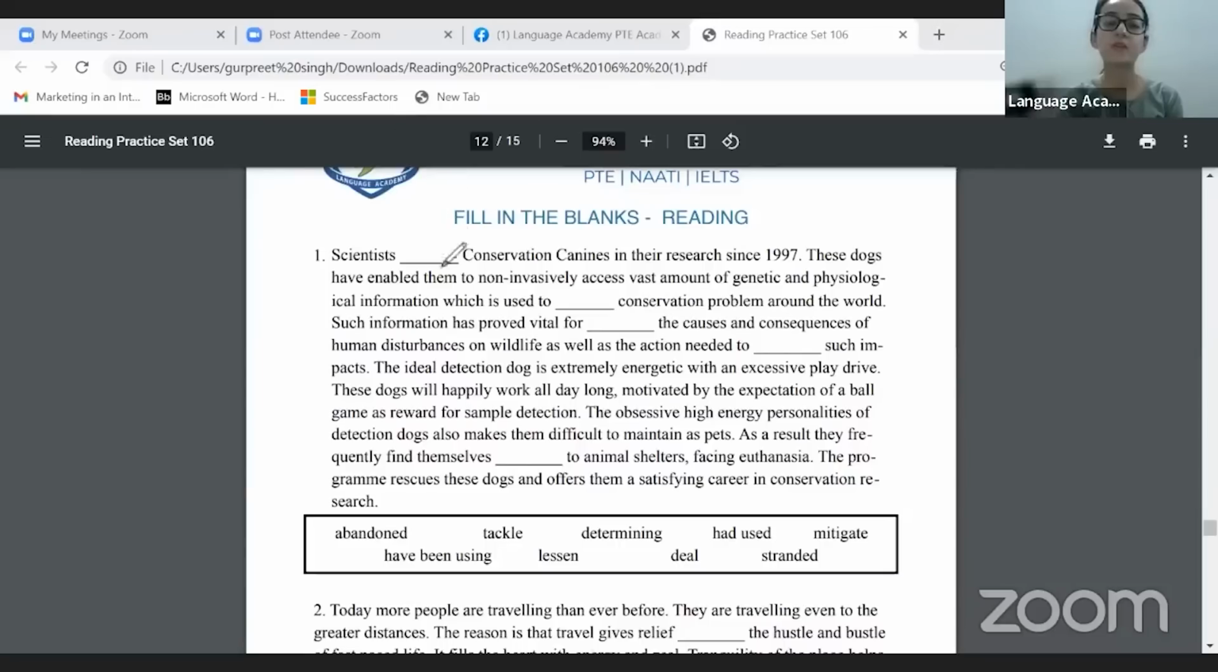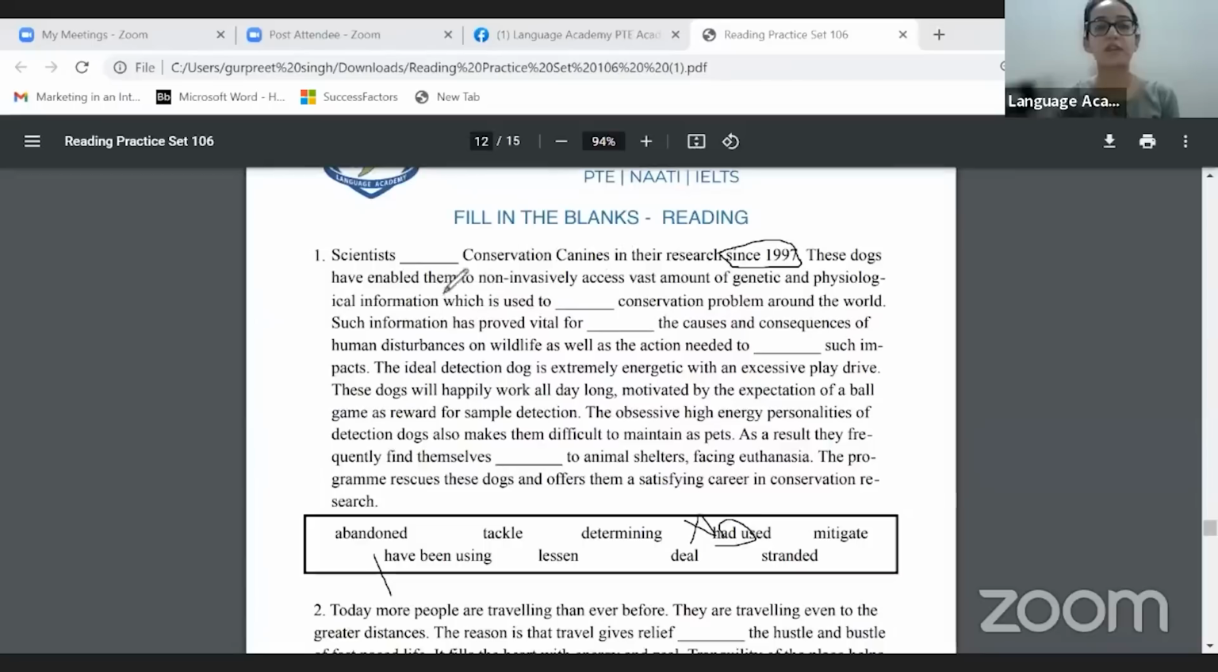Good. This is done well. Scientists have been using conservation canines in research since 1997. Write down this rule: since always comes with the present perfect tense, which means has or have. So those who have written had, please note this rule down. It will be: scientists have been using this since 1997.